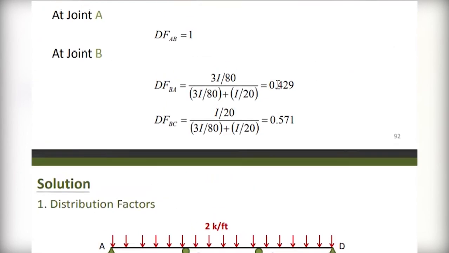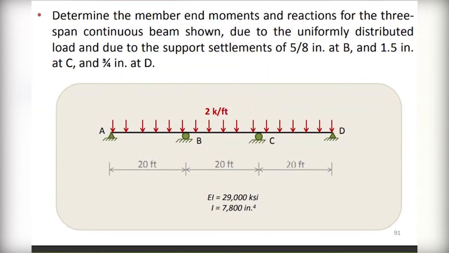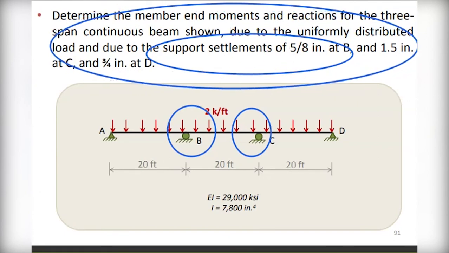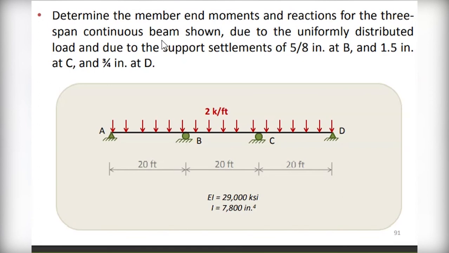So this one depends on the question. Read the question carefully. If you look at the question, there is a settlement at support B. If it is settled, it creates deflection. So read the question carefully as it is. Don't assume. The question also considers the settlement at joint B.